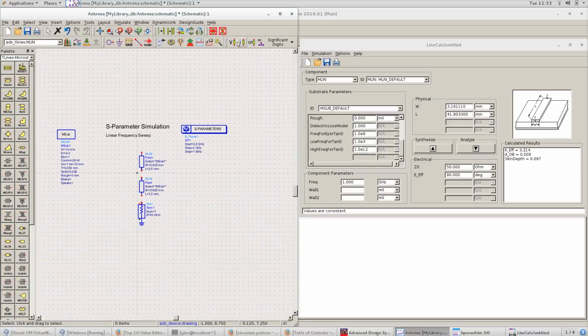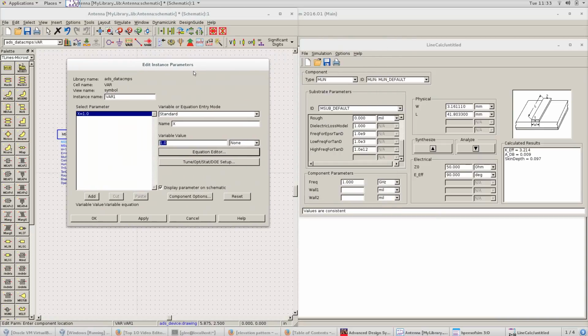I'm going to put up a variable block, which is right here. With the variable block, I'm going to double click on it, and I get my parameters. My first parameter is going to be WZ0, which is, for a 50 ohm transmission line, what is the width? I'm going to set the value to the value that I came up with in LineCalc, which is 3.16. And then I'm going to do add.